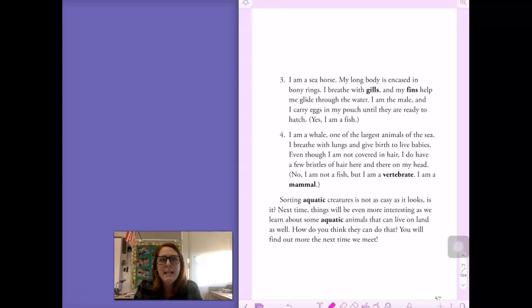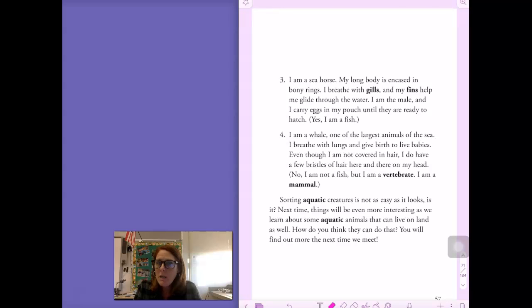Number 3, I am a seahorse. My long body is encased in bony rings. I breathe with gills, and my fins help me glide through the water. I am the male, and I carry eggs in my pouch until they are ready to hatch. Yes, I am a fish.